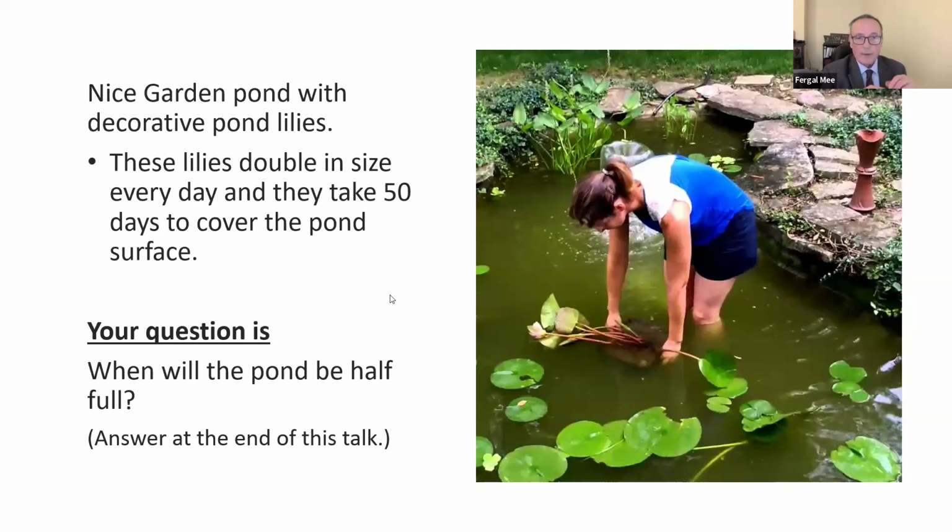So I'll start off, ladies and gentlemen, with a question. But please don't answer the question immediately if you do know the answer. As you can see, we've got a nice decorative garden pond on the screen, being attended to by a gardening person. Very nice pond lilies. The pond lilies double in size every day on the surface of the water. The question is, if it takes 50 days to cover the entire pond, how long will it take to cover half the pond? If you do know the answer, we'll come to that at the end.